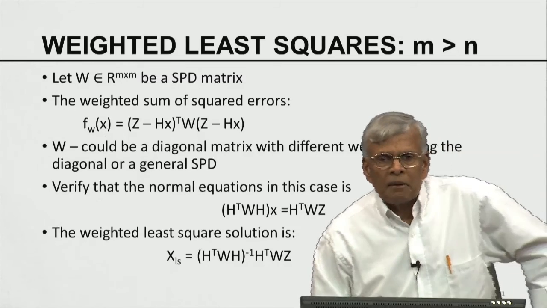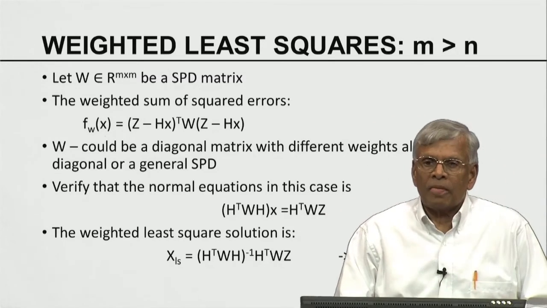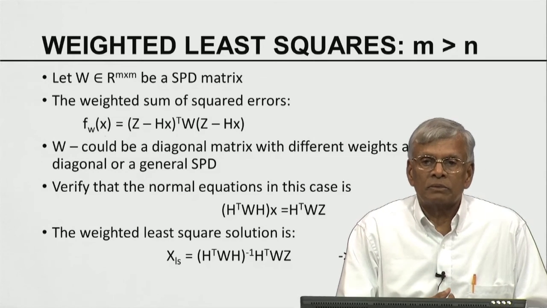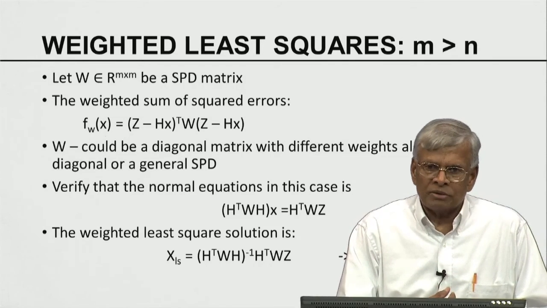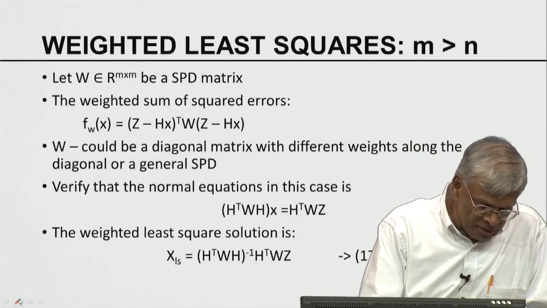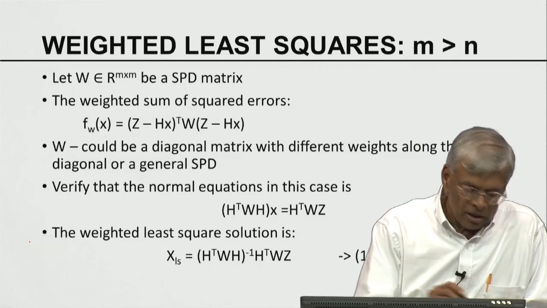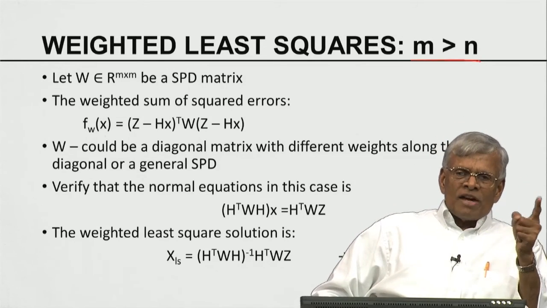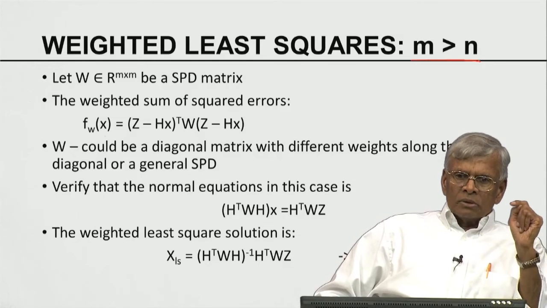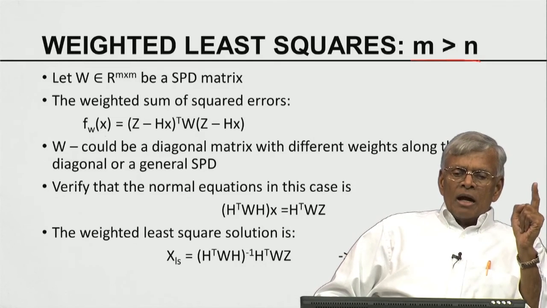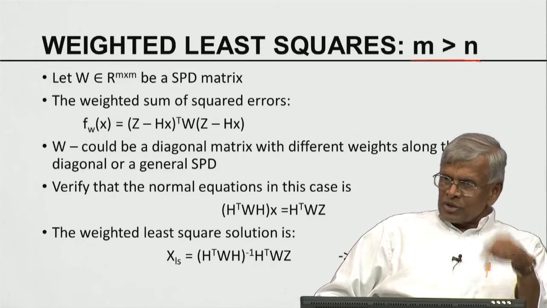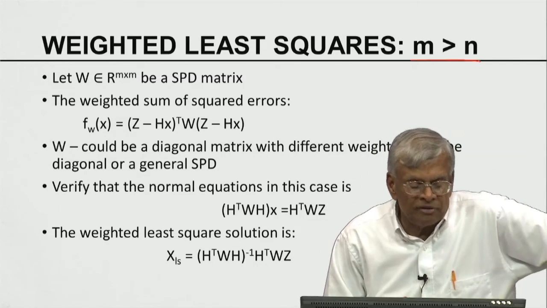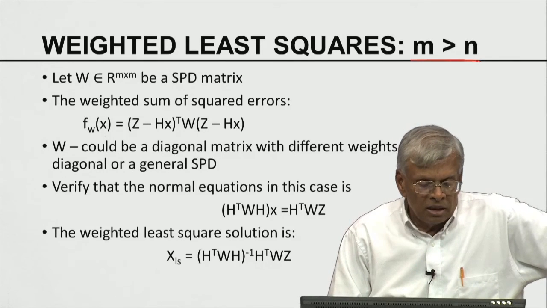So far we talked about unweighted least squares. Now I'm going to talk about the weighted version. I'm still going to be concerned with the overdetermined case. So the overdetermined case, unweighted least squares is what we saw. Now the overdetermined case, weighted least squares is what we are going to see. So let W be a symmetric positive definite matrix of size m by m.